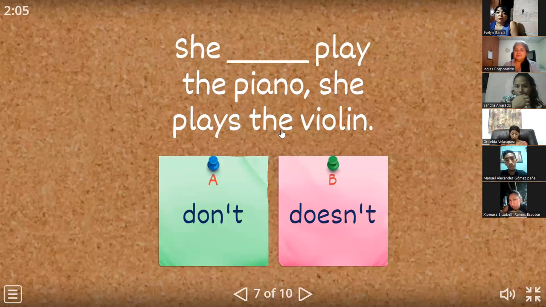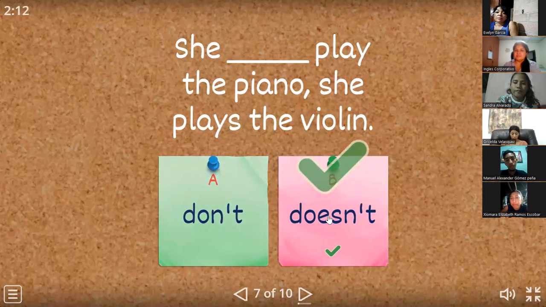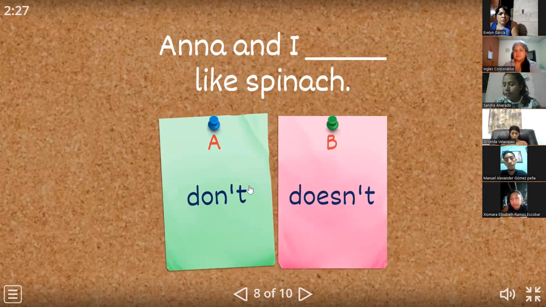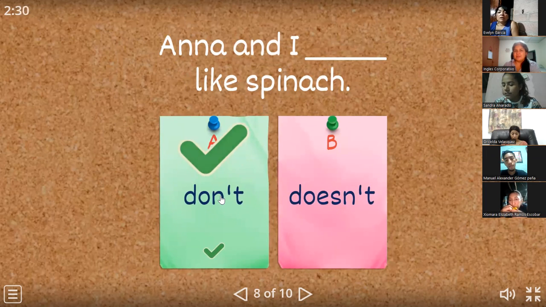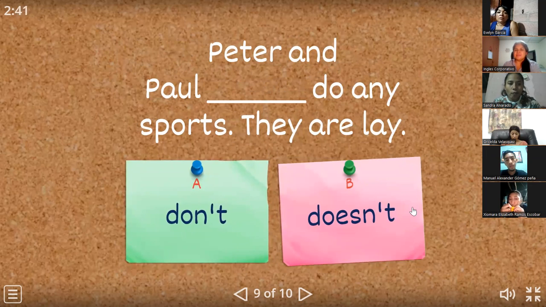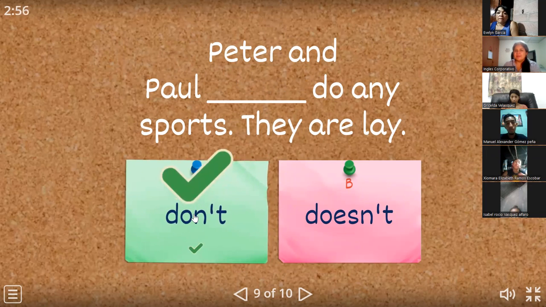She plays the violin. Anna and I don't or doesn't like peanuts. Don't. Because I am saying Anna and I. That means we. We are two. Peter and Paul don't or doesn't do any sport. Don't, right? Because we are speaking about two. Peter and Paul, we are speaking about they.